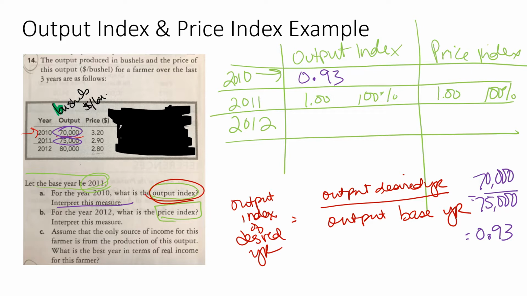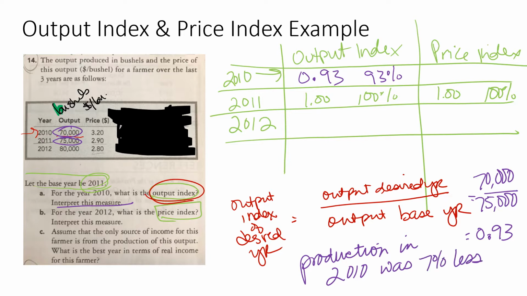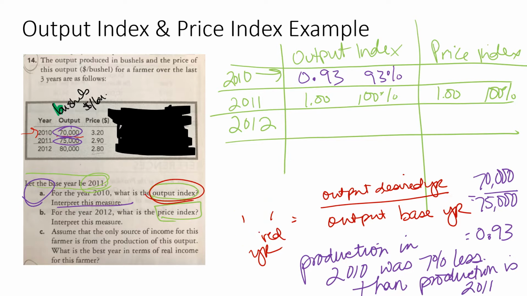Well, this means that this was at 93%. If I was going to interpret that, I would say something like production in 2010 was 7% less, that's 100 minus 93, than production in 2011. Okay, so that's A. I'm going to do some erasing.